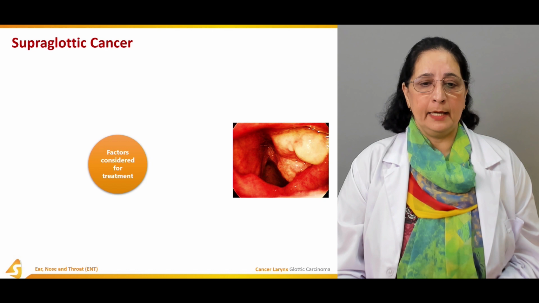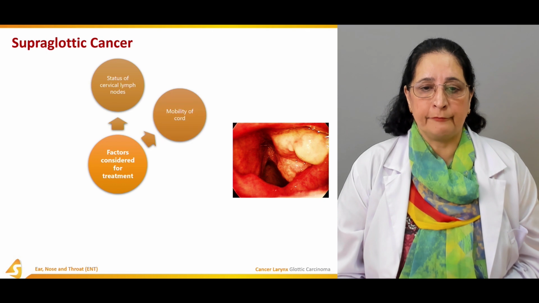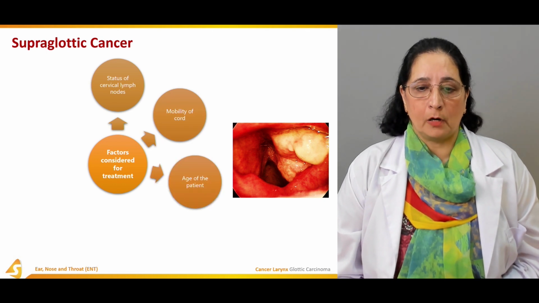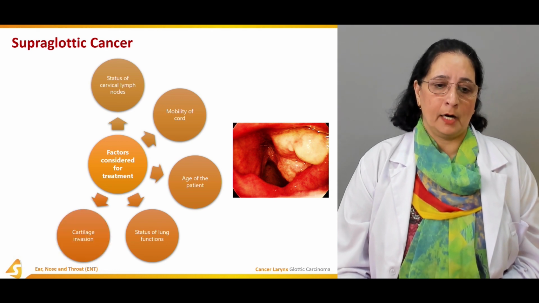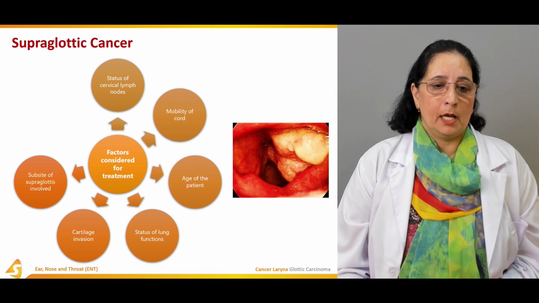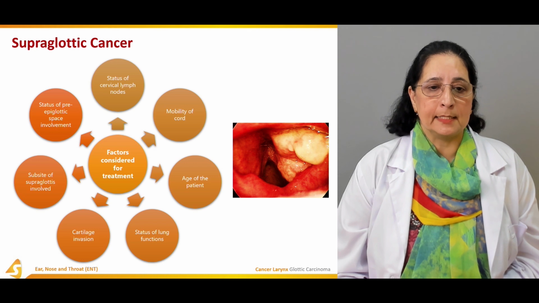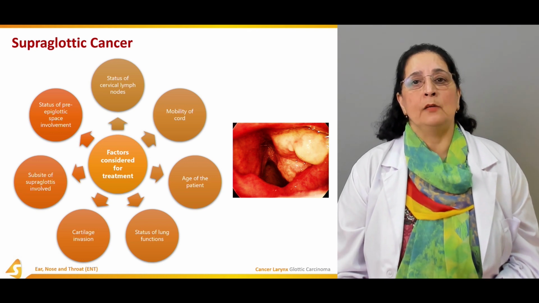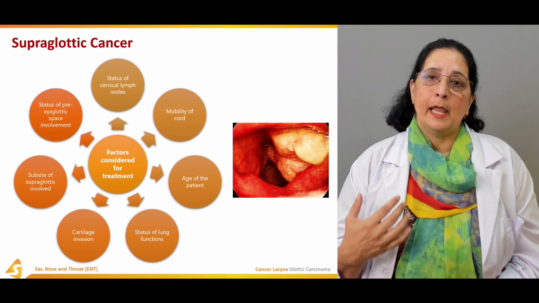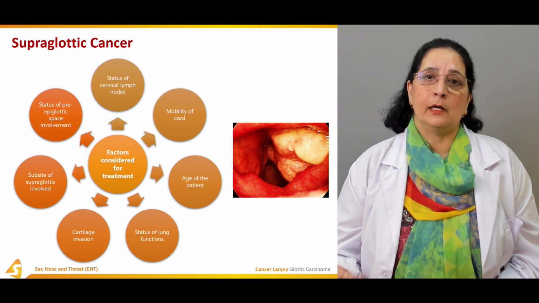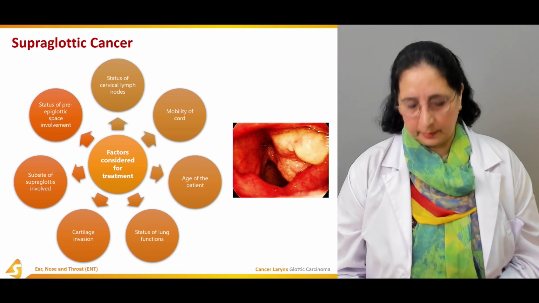Supraglottic cancer, again, factors considered for treatment. We have the status of the lymph nodes, mobility of the cord, age of the patient, status of the lung function, cartilage invasion, subsite of the supraglottis involved, and status of pre-epiglottic space involvement. So again, all these different factors tell us the extent of the spread of supraglottic cancer, and that tells us what type of treatment is recommended.